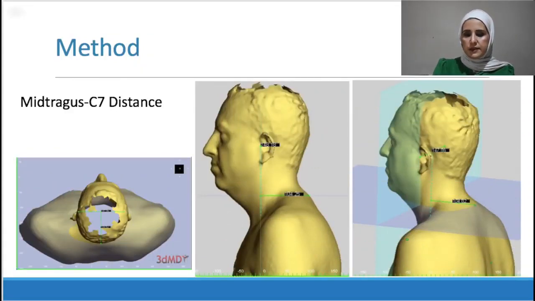So this is the angle and the distance, the Midtragus-C7 distance, to measure the head posture. You can see it's Midtragus because we pass a line between the 2 tragus, and then we measure the distance between C7 and Midtragus here.